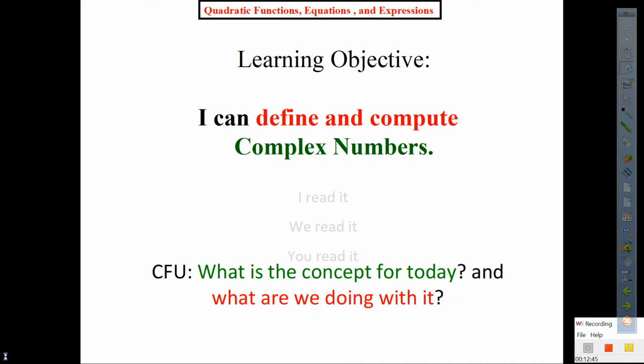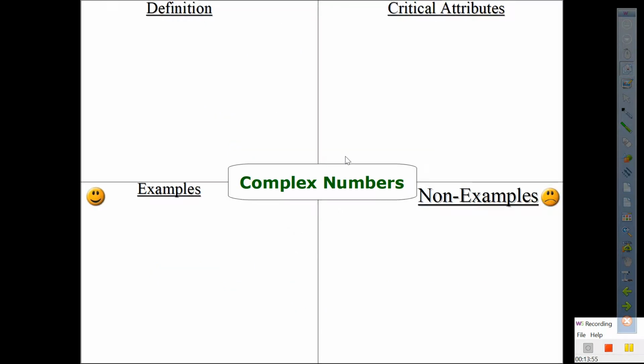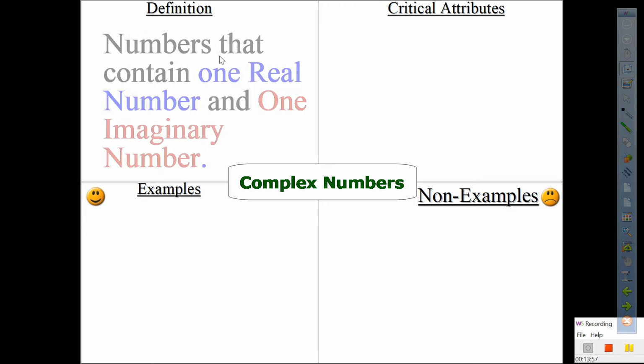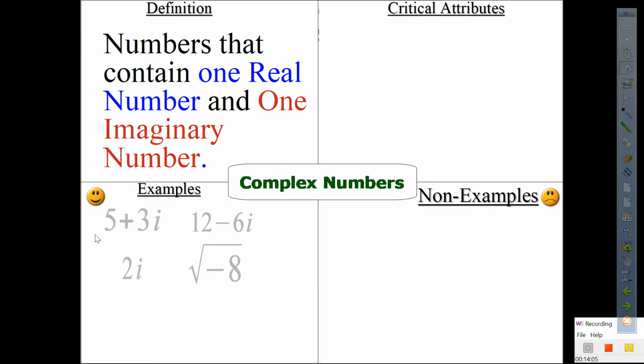Okay. Alright, so, what are complex numbers? Complex numbers are numbers that contain one real number and one imaginary number. Examples: 5 plus 3i, 12 minus 6i, 2i, and square root of -8. Copy that and all of that.